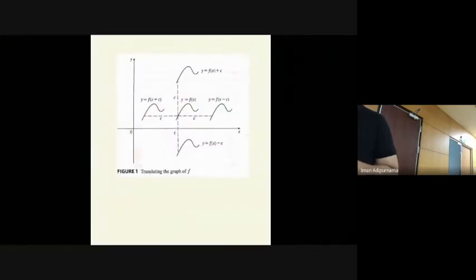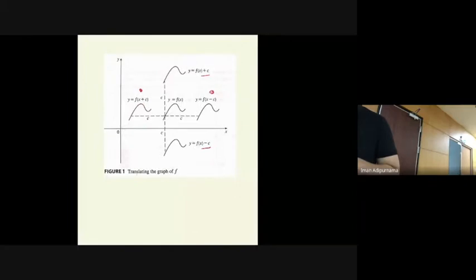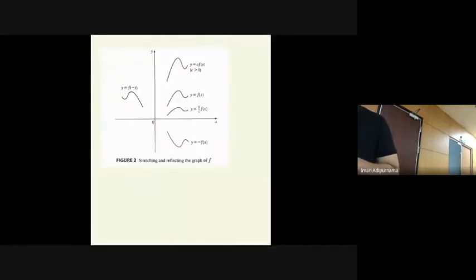So this is the translation for the functions. If you have plus constant, going up, going down. If you have the x minus, going right, plus going left. And then if you have multiply by constant, means the gradient will be changed, the slope will be changed. And if you have negative, it will be reflecting through x-axis. If you have the x negative, it will be going to the left here, reflecting to the y.